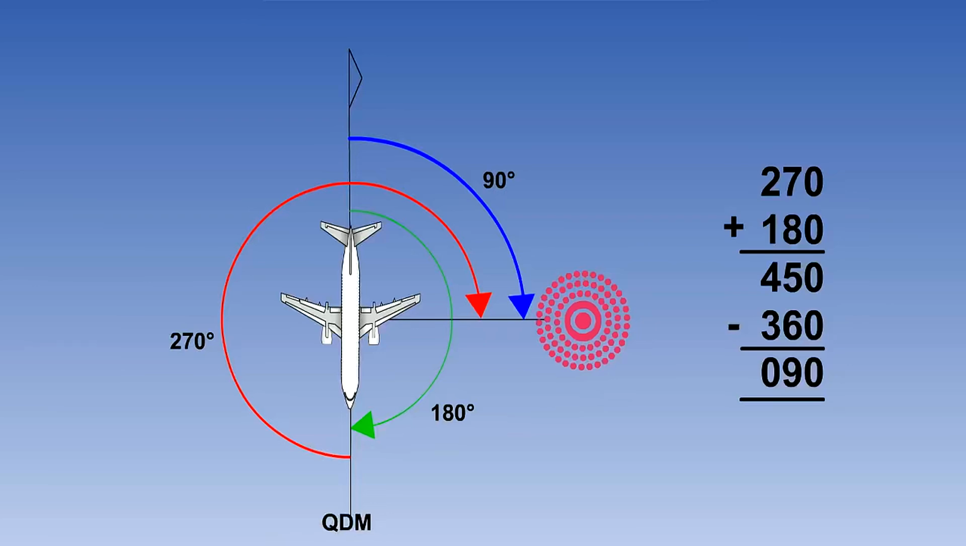For example, a relative bearing of 270 degrees and a heading of 180 degrees totals 450 degrees. Take away 360, which leaves 090 degrees, as the magnetic course to steer to the beacon.